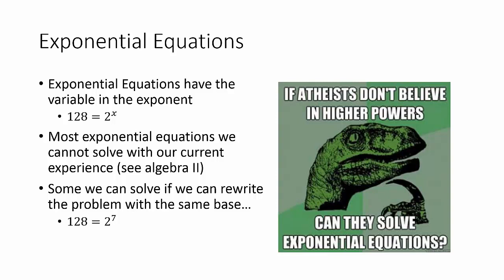In other words, the 128 in that first example can be rewritten as 2 to the 7th power. 2 times 2 times 2 times 2 times 2 times 2 times 2 is 128. So now my original problem can become 2 to the 7th power equals 2 to the x. And if both bases are 2, you could imagine then both exponents must be the same. So the exponent of 7 must equal the exponent of x. And we've solved this exponential equation.